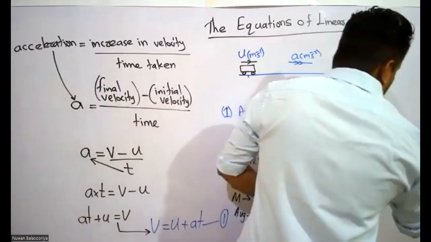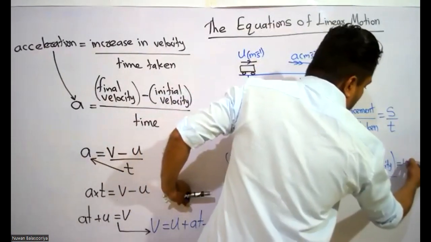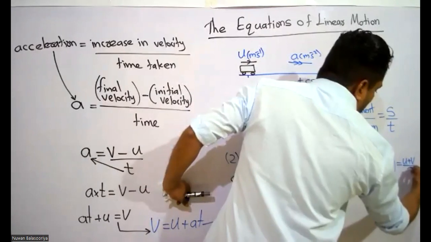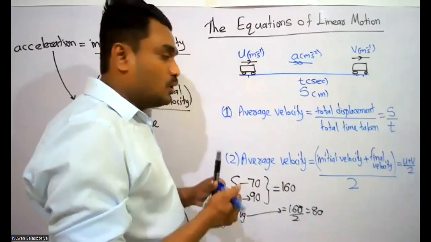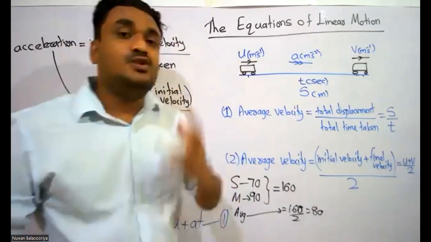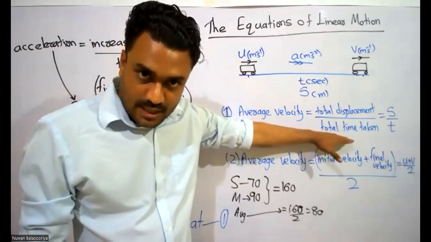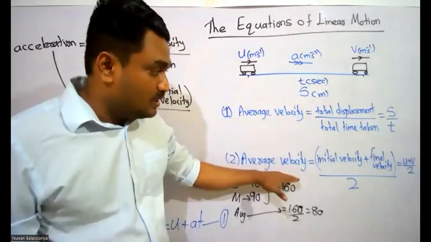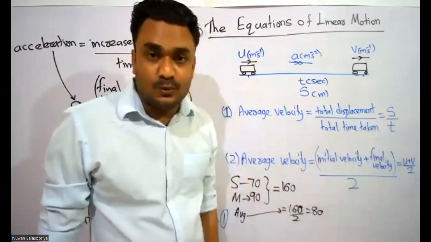So average velocity, final velocity. What is final velocity here? Initial velocity is u, final velocity is v. U plus v over 2 is the average velocity. So we can find average velocity in two different cases. That is total displacement divided by total time taken, or average velocity equals initial velocity plus final velocity divided by 2, u plus v over 2.